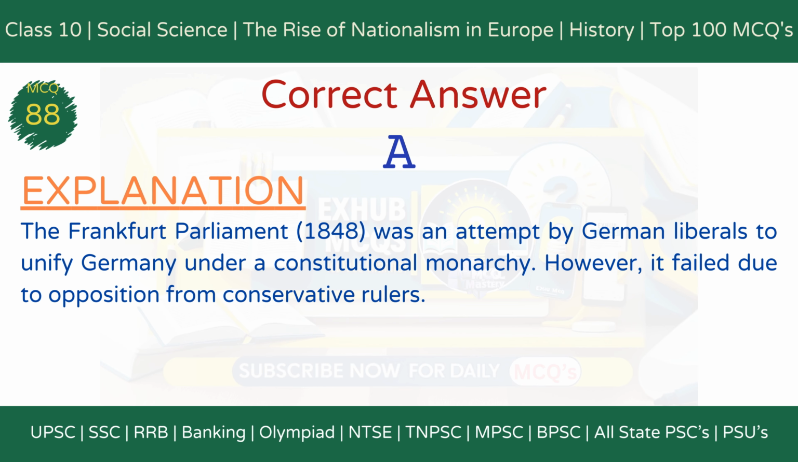The correct answer is option A, by drafting a constitution for a united Germany. Explanation: the Frankfurt Parliament of 1848 was an attempt by German liberals to unify Germany under a constitutional monarchy. However, it failed due to opposition from conservative rulers.